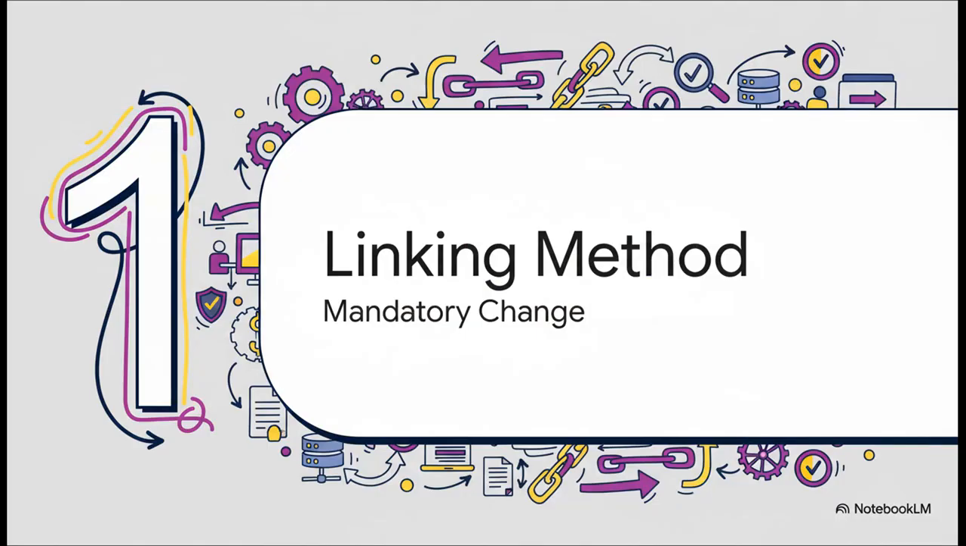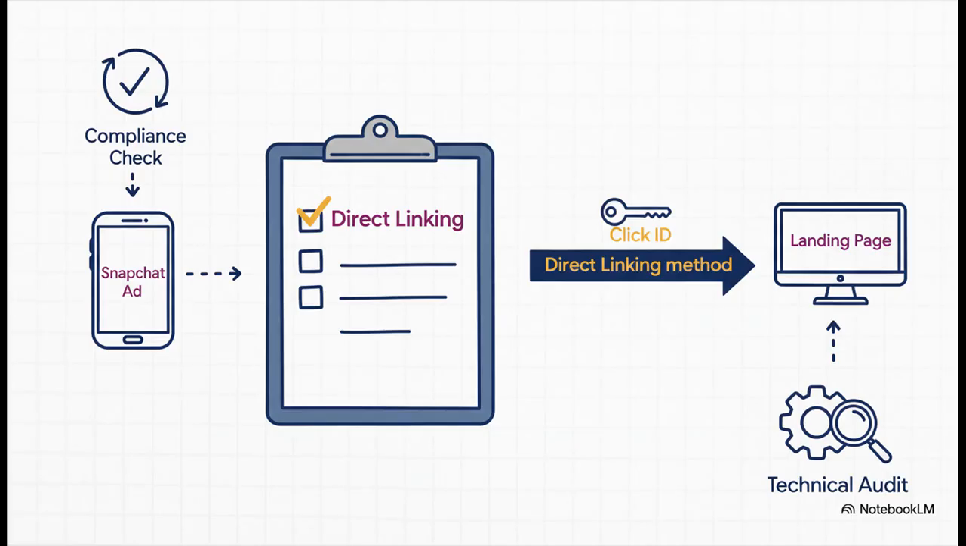First things first, let's talk about the single most important change you need to make, and it has to do with your linking method. And let me be perfectly clear here. This is not a suggestion. It's now a hard requirement. If you want the integration to work and pass that critical data, you must use the direct linking method for all of your Snapchat campaigns, no exceptions.